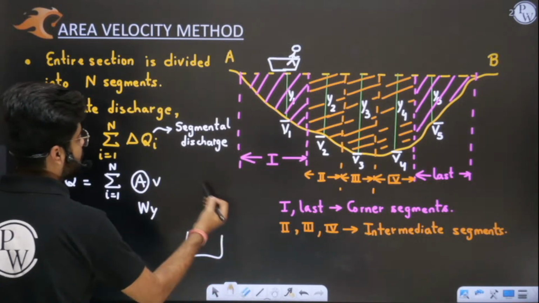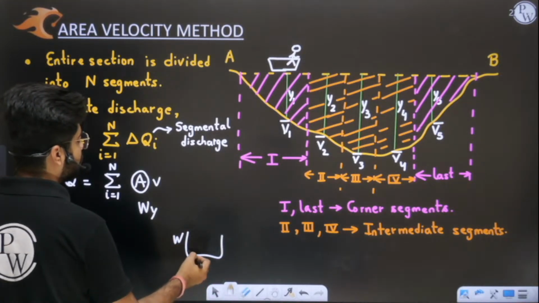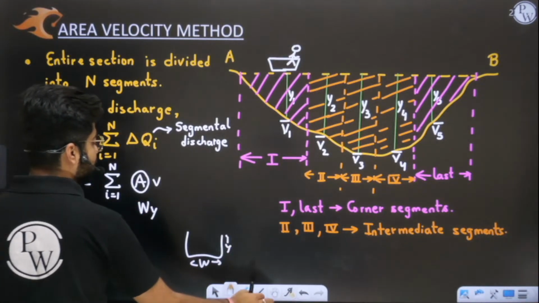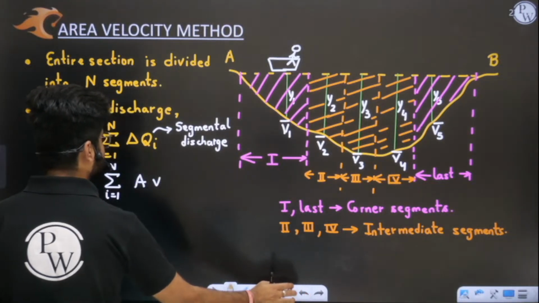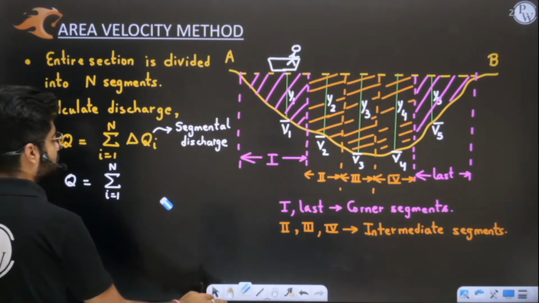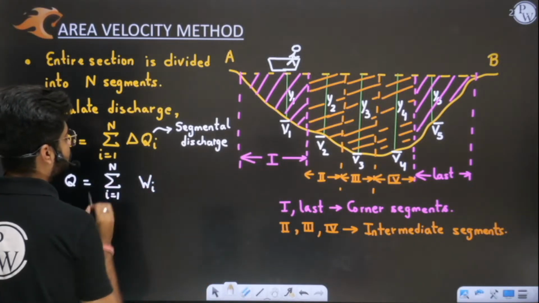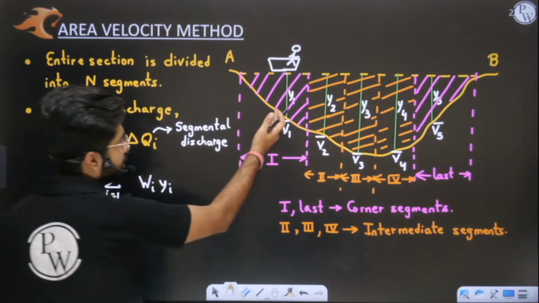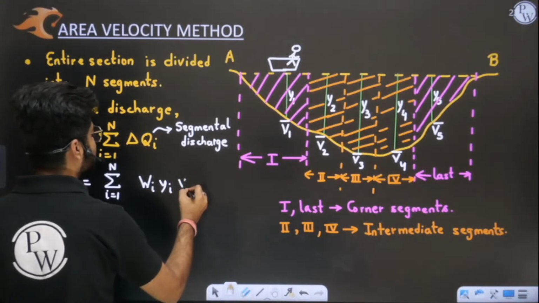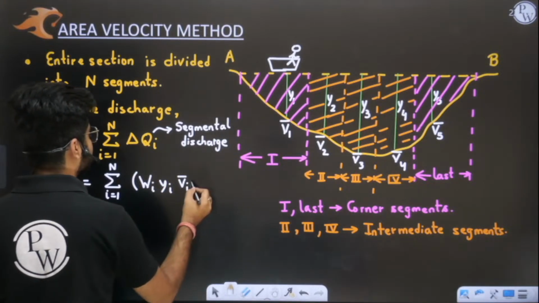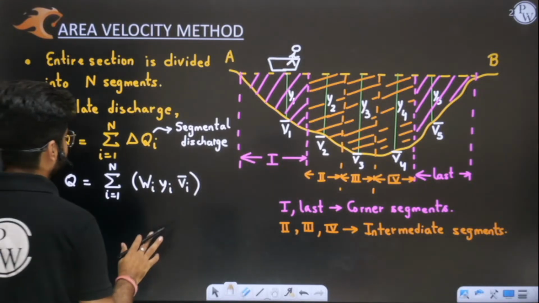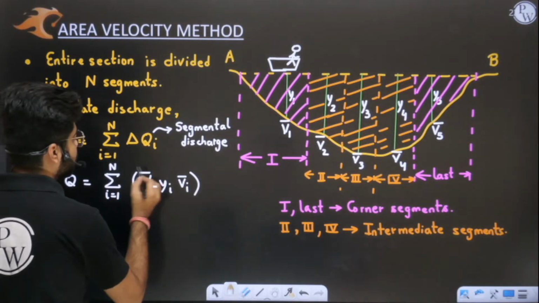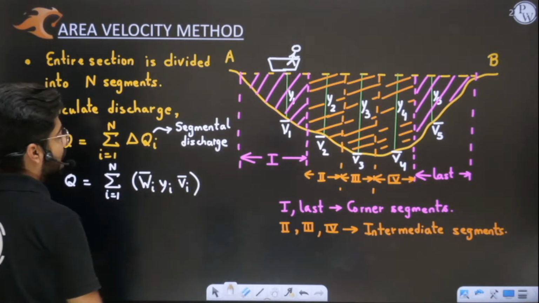Suppose we have a rectangle, and the width is w and depth is y. So area will be w into y. We all know discharge is area into velocity. So area will be w of the ith section into depth of the ith segment, let us say the first segment or the second, and the average velocity of that section. So I will find the segmental discharge by multiplying the average width by the average depth by the average velocity.